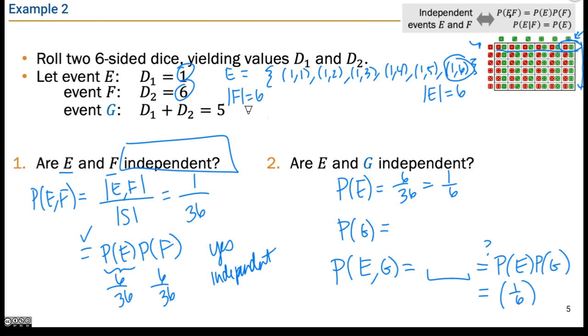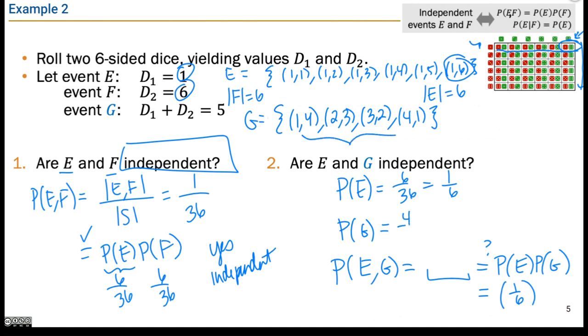Probability of G. So let's look at what outcomes are in G here. In order to add up to 5, I could do 1 and 4. I could have 2 and 3. I could have 3 and 2. Or I could have 4 and 1. Those are the only 4 possible ways this could happen. So 4 out of 36 means there's a 1 in 9 chance here.